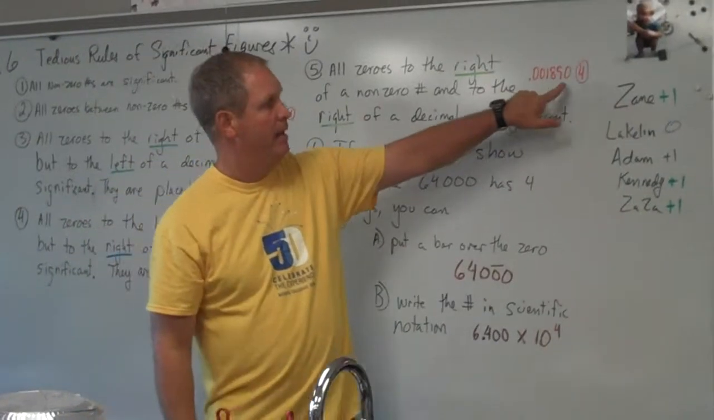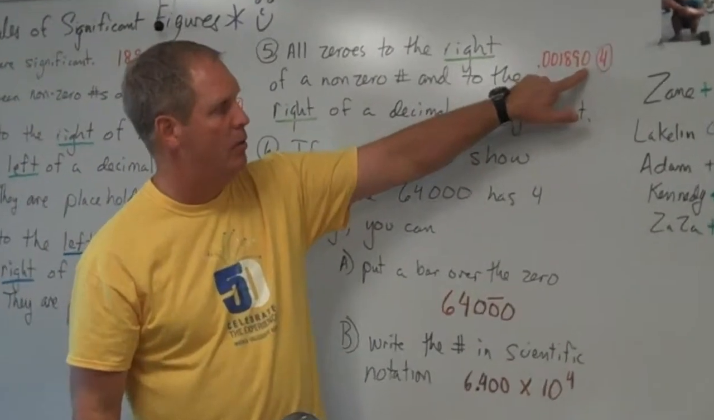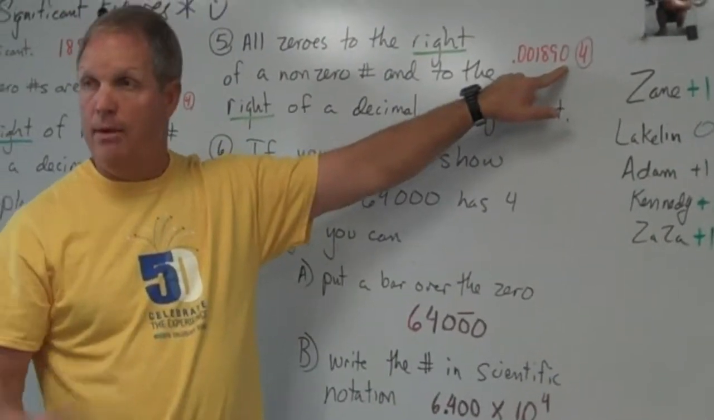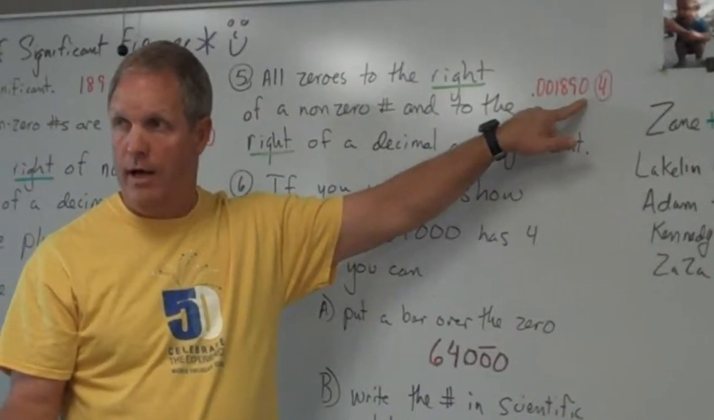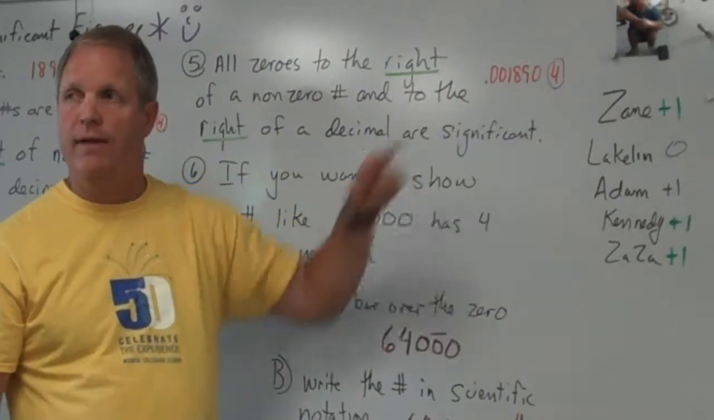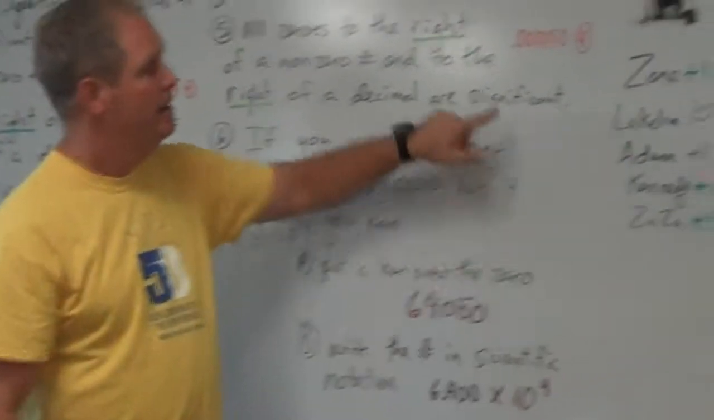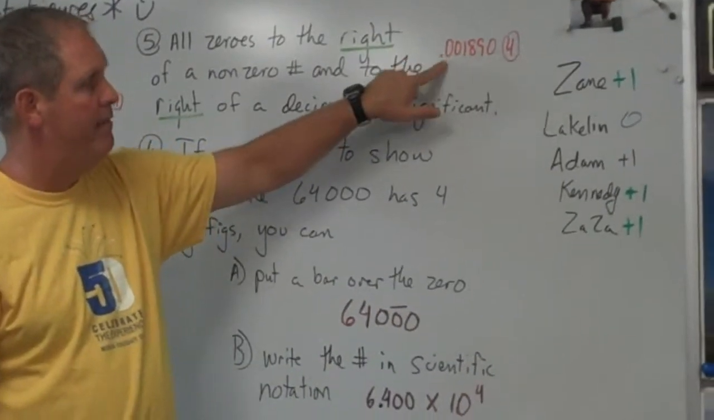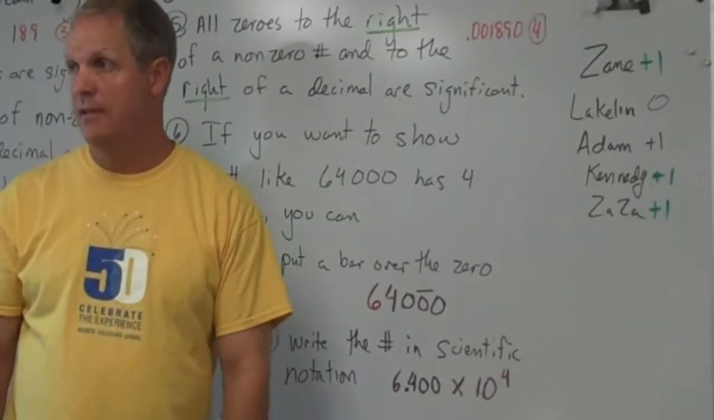See this right here? If I measure this out all the way to this point, I need to be able to say that that is significant. Maybe it would have come out to a 1, all right? But it happened to land on a 0, so I have to have a rule that shows that it's significant. So this 0 is to the right of a non-zero number, and it's to the right of a decimal point, so it counts as being significant.